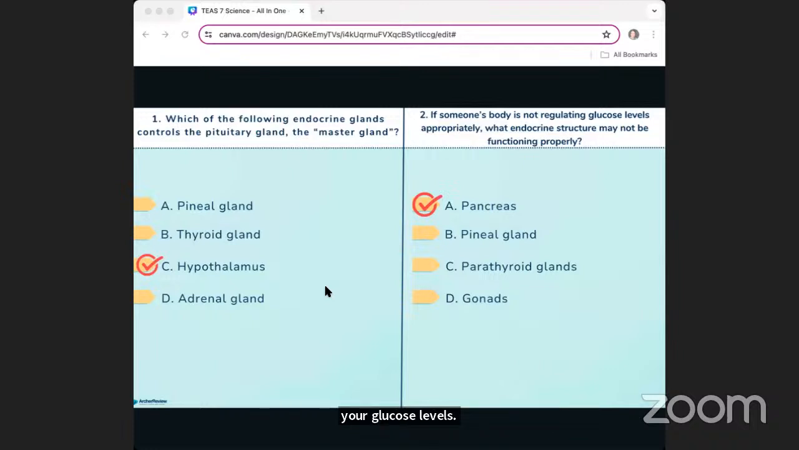Option B, the pineal gland, again, produces melatonin, involved with sleep, not involved with blood glucose levels. Option C, the parathyroid, regulates calcium in the blood, so calcium, but not glucose. And D, the gonads regulate sexual development, does not regulate glucose. So good job to those who chose option A.